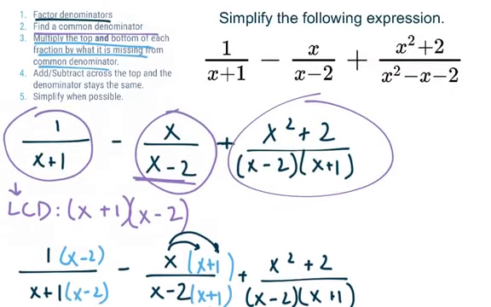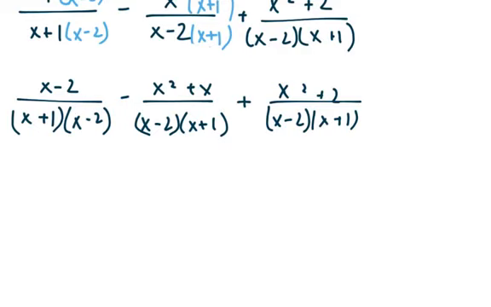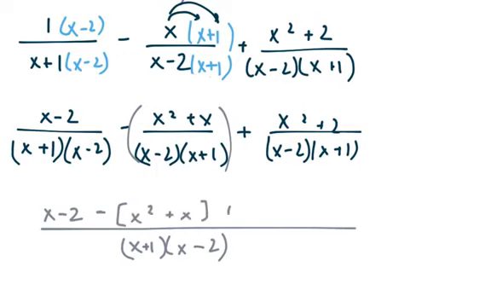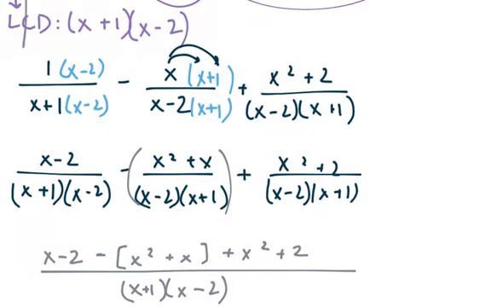Okay, and then our next step is to add and subtract across the top, and the denominator stays the same. So we're going to have one big fraction now where our denominator stays the same, so it's going to be x plus 1 times x minus 2, and we've got to combine the numerators. So x minus 2 minus, now keep in mind, we're subtracting this whole fraction. So it's going to be minus x squared plus x, squared plus 2. Okay, and then our last step is to simplify when possible.